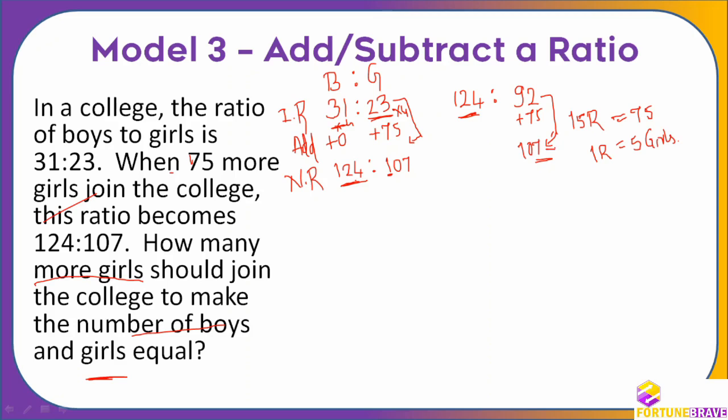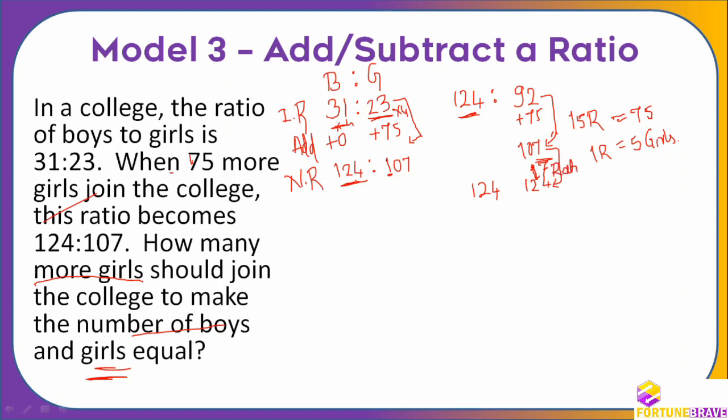But we have to make this. Now the next step will go. We have to make this as 124 to make it equal to boys. They want what? How many girls should join to make the number of boys and girls equal? So equality. So how much we have to add here? 17, I guess. Yes or no? 17 we have to add means 1 ratio. So 17 ratios we have to add.